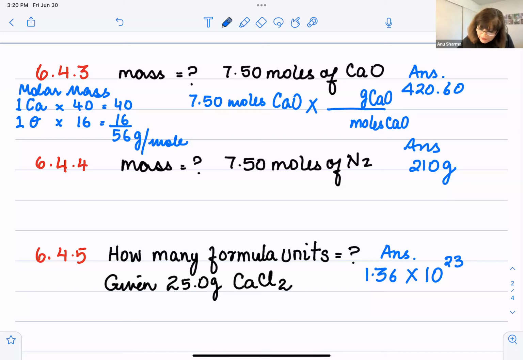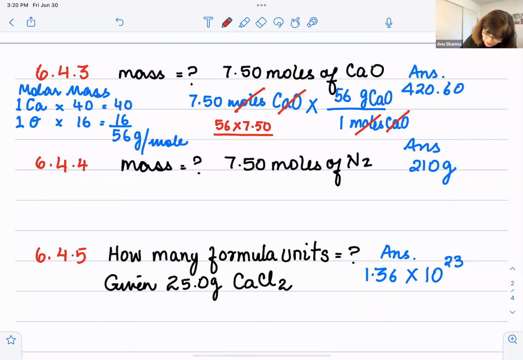So from here, we see that 1 mole of calcium oxide weighs 56 grams. Now when you set the problem this way, the moles of calcium oxide cancel out, and you're only left with the units of grams. So now we multiply 56 times 7.50 over 1. What do you get here? 56 times 7.50 over 1 is equal to 420. This is 420 grams of calcium oxide. That's the answer.